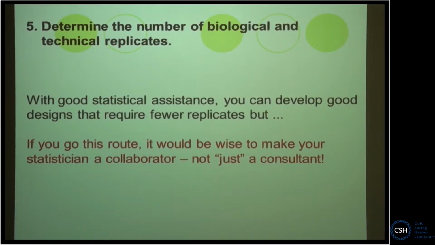Okay? So if you can grab a collaborator, you're in good shape. I mean, it doesn't have to be a statistician. It has to be somebody who understands statistics, right? Otherwise, keep it to something you can justify yourself.